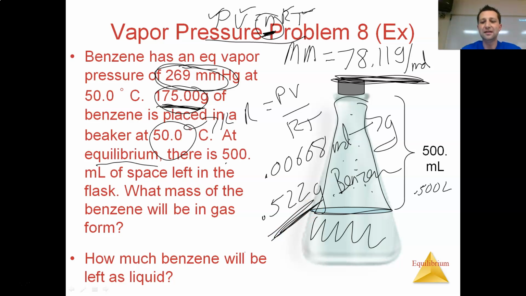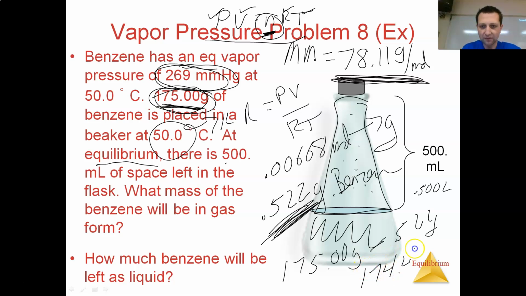This is how much benzene is in the gas state, okay? Because we used PV = nRT, the ideal gas law, to figure out what it is, okay? So if 0.522 grams are in the gas state, the rest of it is in the liquid state. So you do 175.00 grams minus 0.522 grams, and that'll give you what the liquid will be. And I get 174.48 grams of liquid benzene if you do sig figs the right way. Okay? So that takes care of that one.